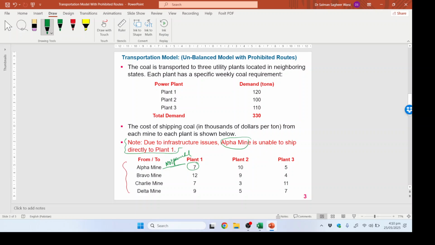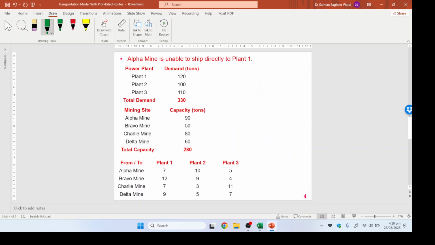The three tables have been combined on this slide, and now we are going to formulate a mathematical model for it. The first thing is the decision variable. The decision variable will be the quantity shipped from mine i to plant j, where i is equal to A for Alpha, B for Bravo, C Charlie, D Delta, to plant j, which is 1, 2 and 3.